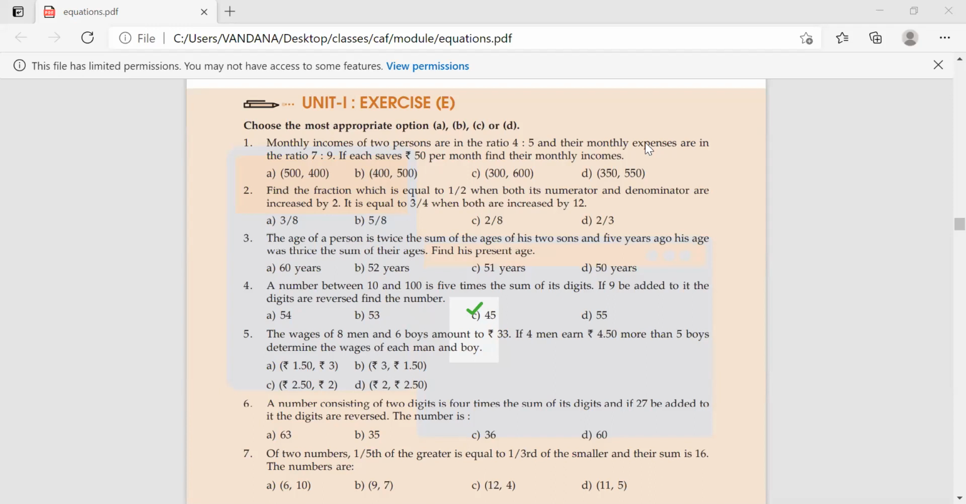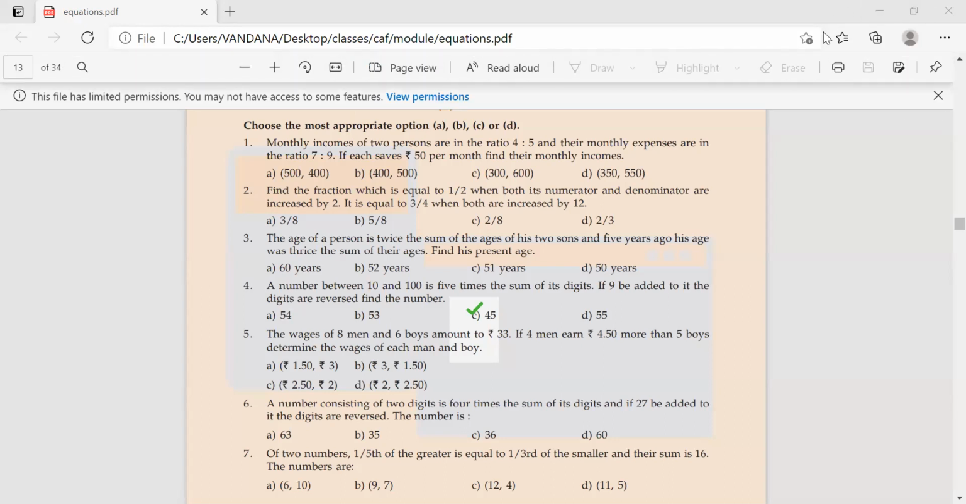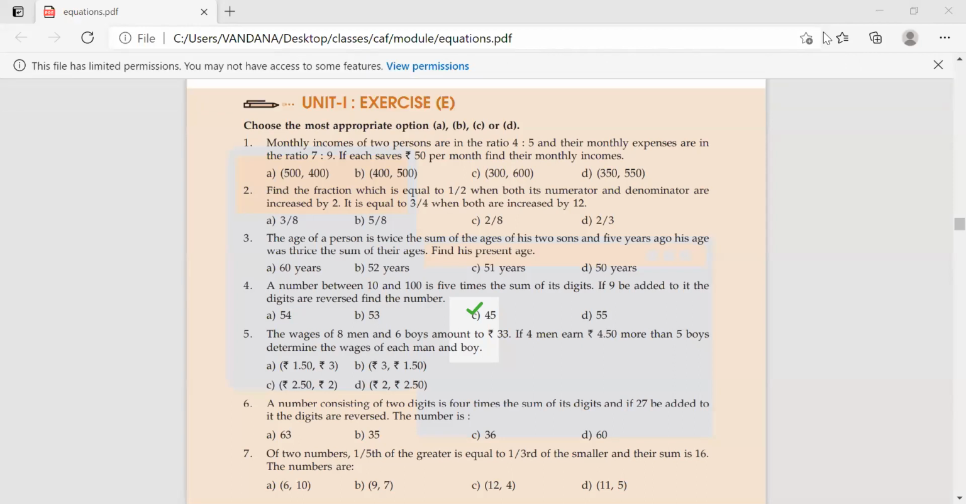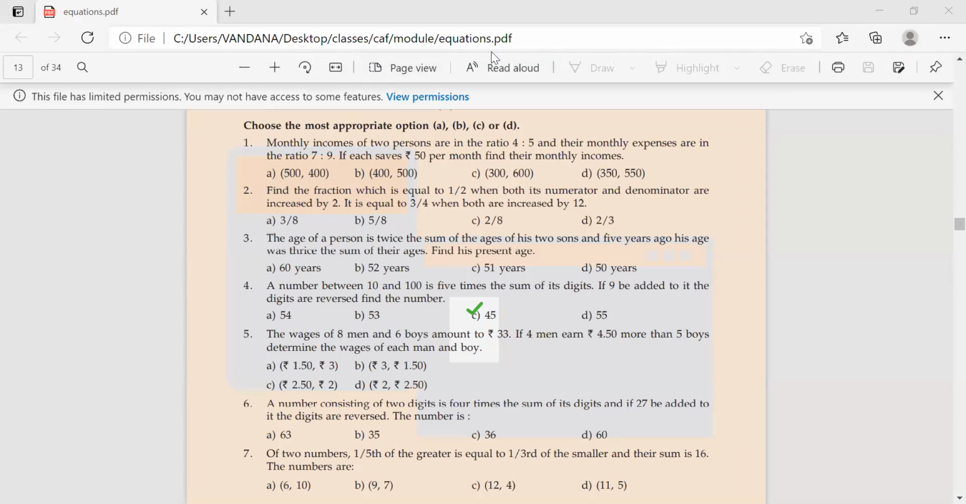Then if each man earns 3 rupees and a boy earns 1.5 rupees, so 8 into 3 is 24, and 6 boys into 1.5 is 9. 9 plus 24 is 33. And the next one they have said is 4 men earn 4.50 more than 5 boys.